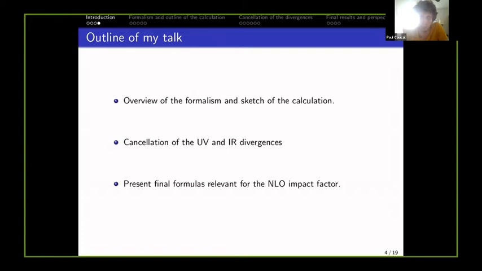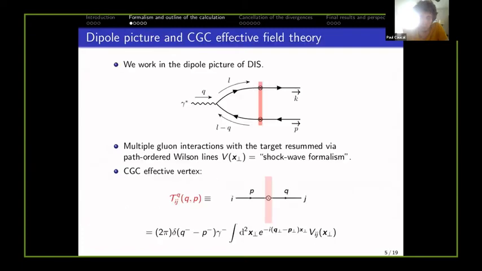All right, so let's start with the formalism. As I'm sure you already know, we work in the dipole picture for deep inelastic scattering. The multiple gluon interactions with the target are resummed via path-ordered Wilson lines in this shockwave formalism. This is encompassed by this CGC effective vertex, which is basically this Wilson line here for a given transverse coordinate at which the quark sits in the amplitude. This is one of the building blocks for the computation.